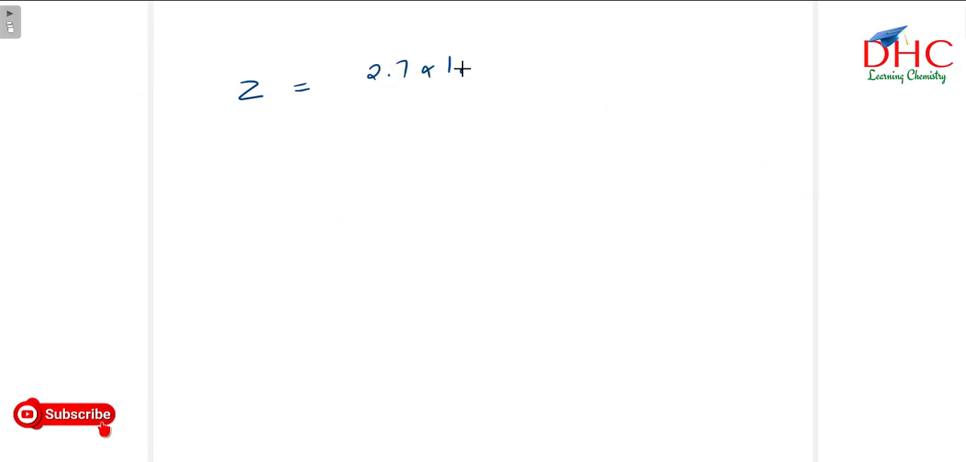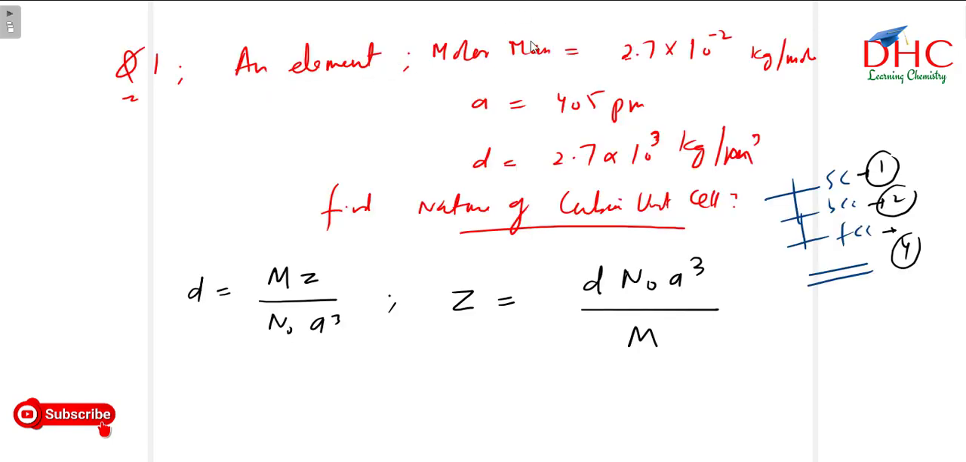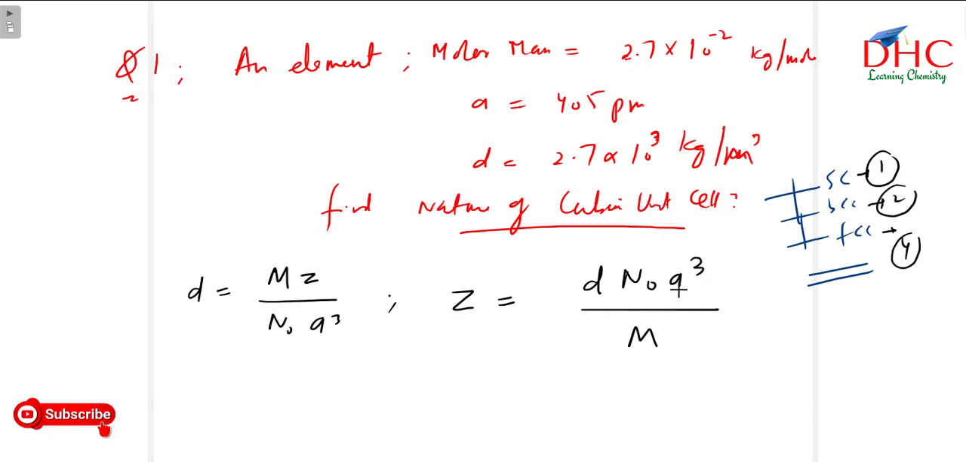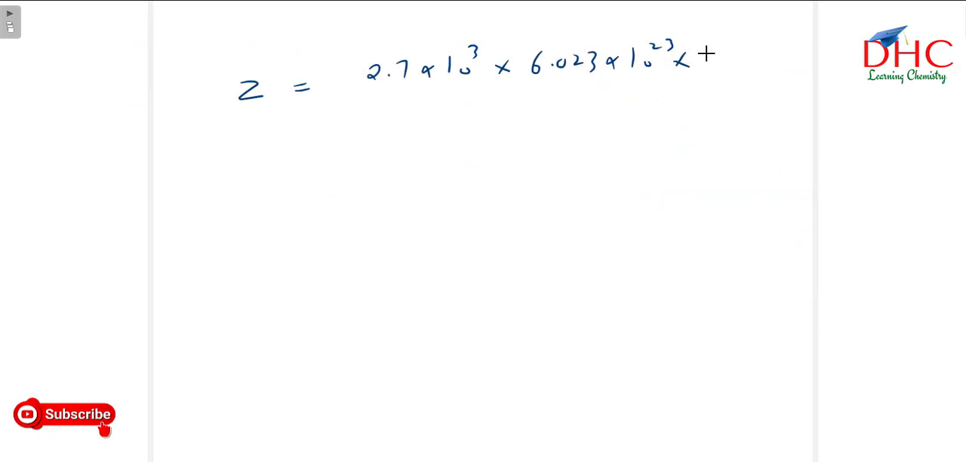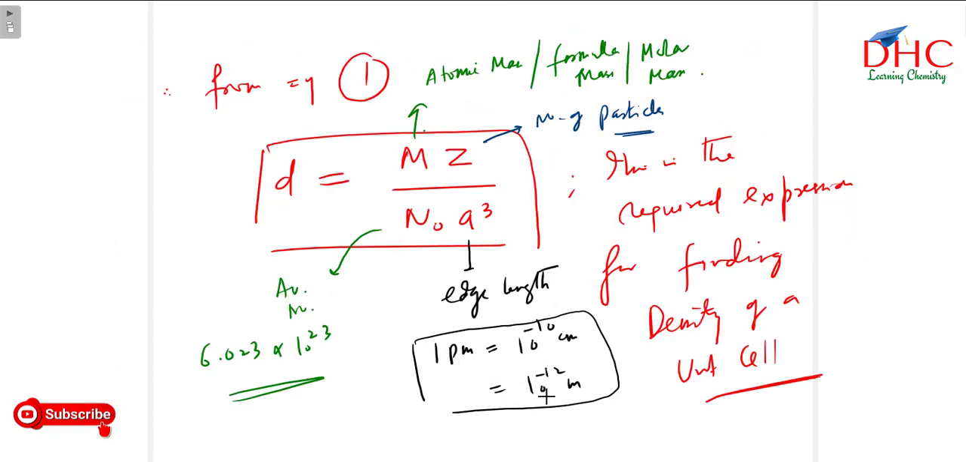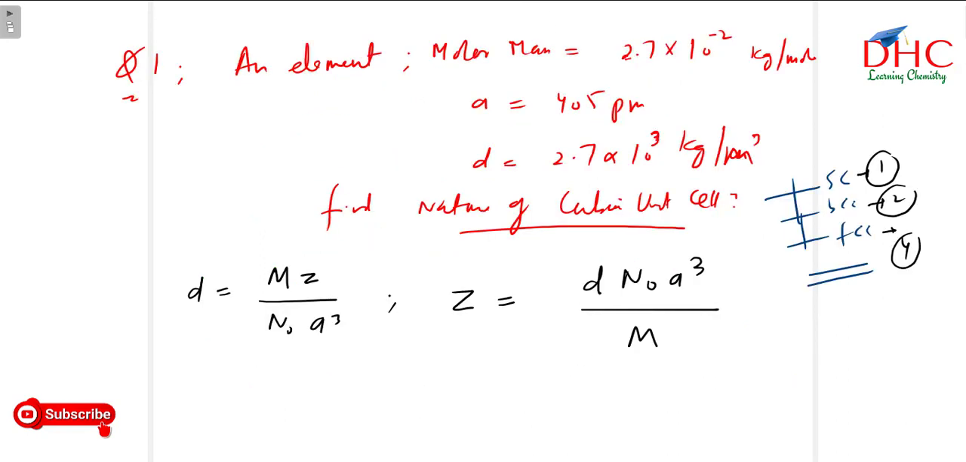So 2.7 into 10 to power 3 multiply n naught, Avogadro's number, that is 6.023 into 10 to power 23 multiply a, which is basically edge length, that is 405 picometers. Now you know it is given in meters here, kilograms also, so you will convert this also in meters. So 405 we will write 405 into 10 to power minus 12 whole cube. Because to convert picometer to meter, 1 picometer is equal to 10 to power minus 12 meter. So this is how you can find it in meters.